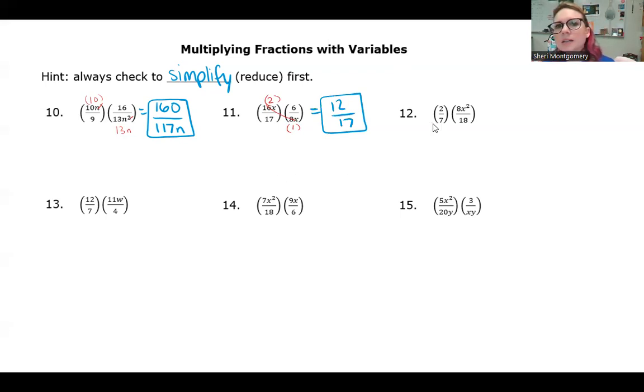The next one, 8 and 7 don't reduce. There's only one thing with X's, so that can't reduce. 2 and 18, yeah, that can reduce. So 2 goes into 18 how many times? 9, close, close, close. And if we multiply straight across the top, it's just 1 times 8x squared. So we'll leave it 8x squared. And then on the bottom, we've got 7 times 9.